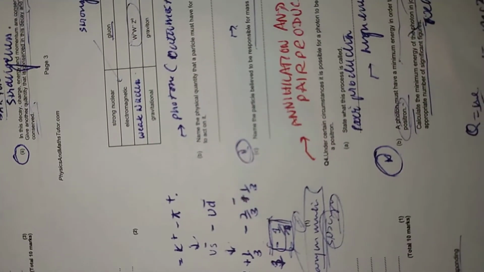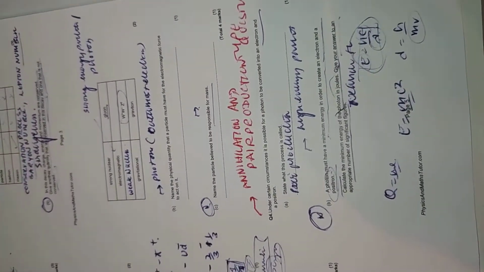Name the particle believed to be responsible for mass. Now, if you look in your book in the case of conservation law, this is in fact the Higgs boson or the Higgs particle, respectively. Higgs boson particle. Now, we come to question number 4 then.